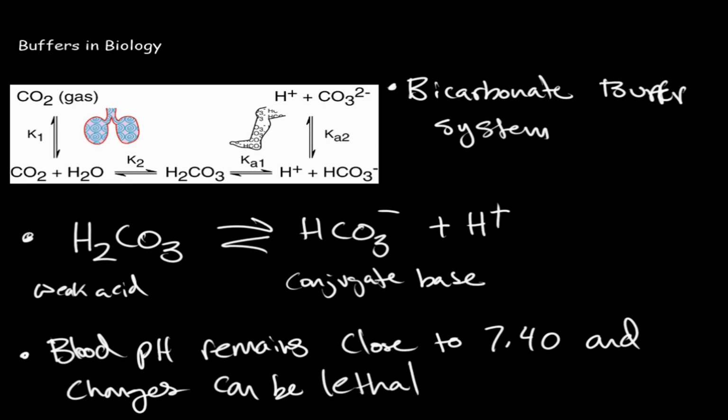So we have a bicarbonate buffer system in our body. So what this means is we have H2CO3 in our blood, and it goes back and forth between HCO3 minus and eventually also CO3 2 minus. So our weak acid is bicarbonate, and we have the conjugate base as well. And so there's an equilibrium that's able to adjust with our pH in our system to make sure that we have a blood pH that remains close to 7.4.